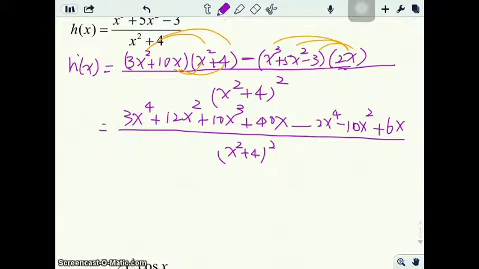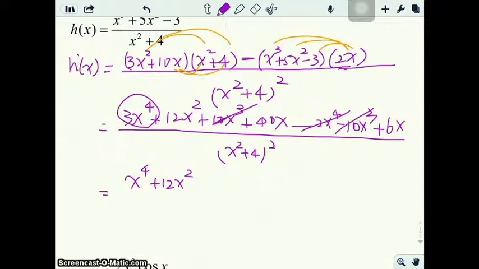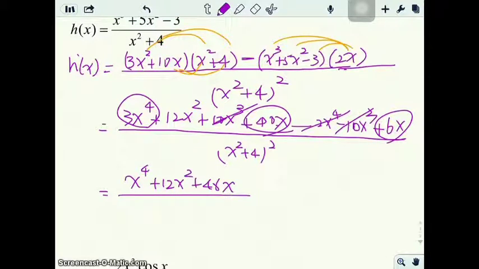Now we can cancel out some stuff, right? The 4 and the 4, this one can probably deal with that one. So we have x to the 4th. What else? Oh, my bad. Right here, this one cancels out this one, and we have plus 12x squared. And then we can combine these two, which only have single power, 46x. And then on the bottom right here, x squared plus 4, squared.